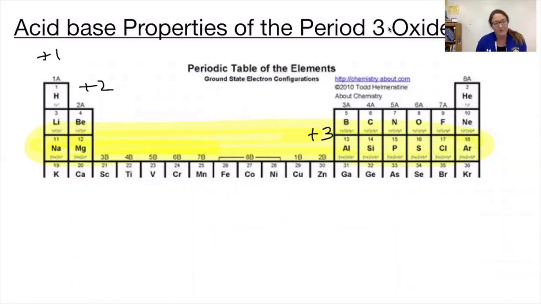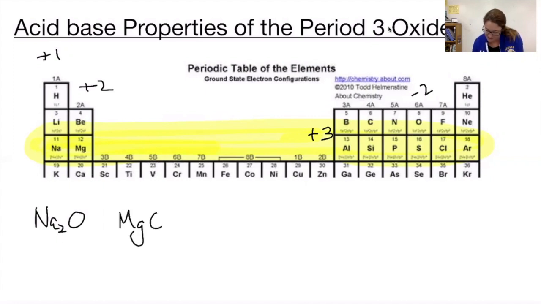So sodium oxide is Na2O because oxygen is a -2. Magnesium oxide, +2 and a -2 forms MgO. Aluminum oxide is a +3 and a -2. Silicon oxide is actually silicon dioxide. This is a case where silicon's pretty much adopting the +4 and we get SiO2.